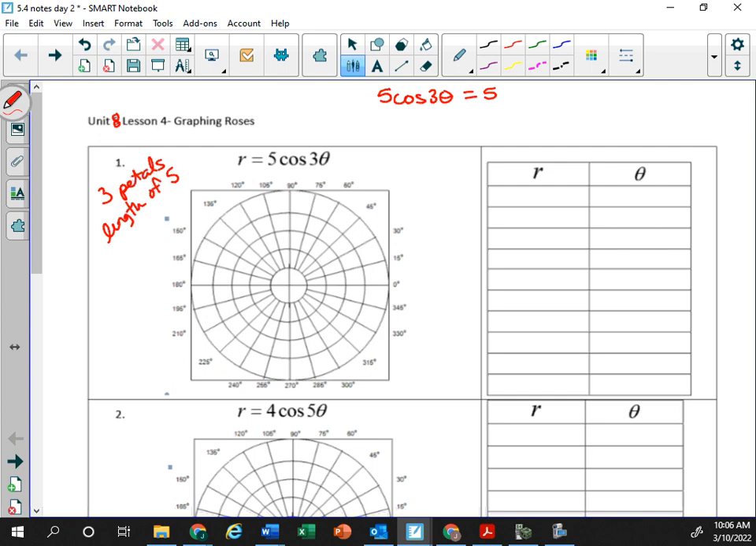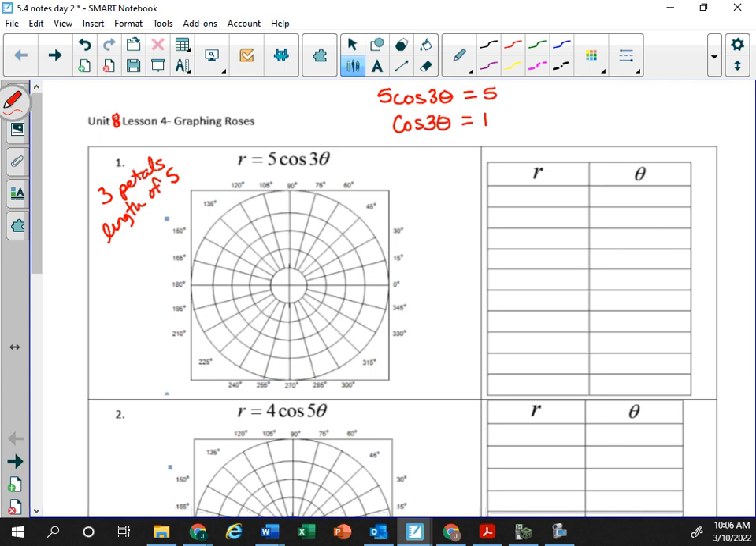My first step is to divide by 5, and so I have cosine 3 theta equals 1. You can absolutely start your work here. If you get that it's always going to be divide by that and I get 1 no matter what, that's going to happen every single time you do this. So if you want to just start there, that is fine.